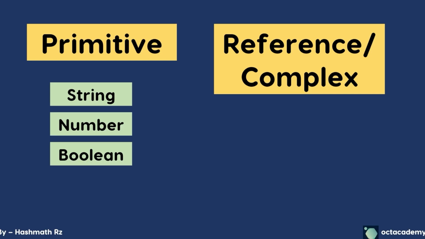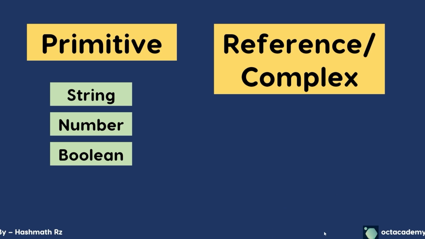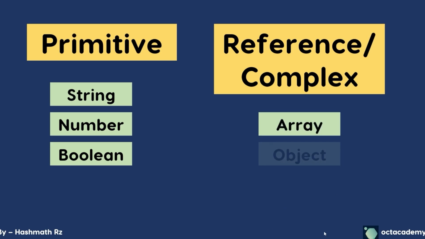Got it? Alright guys, let's move on to the next data type, which is the complex data type or the reference data type. Under this reference data type, we can include the array and object data types in JavaScript. So guys, reference data types are more complex and allow us to store and manipulate larger sets of data. Unlike primitive data types, which, as you guys know, hold a single value, reference data types can hold a collection of values and are stored as references in memory.